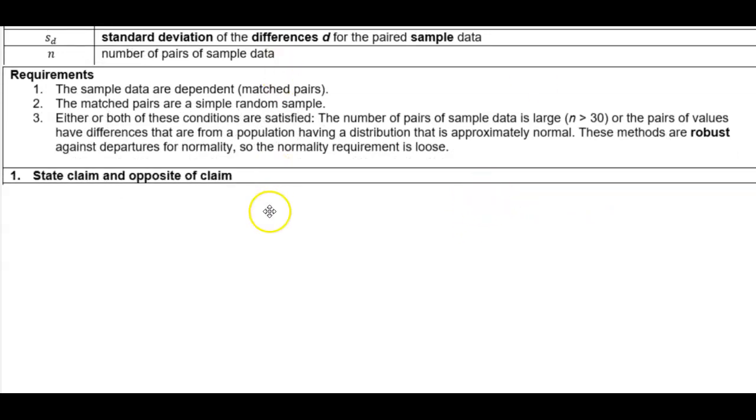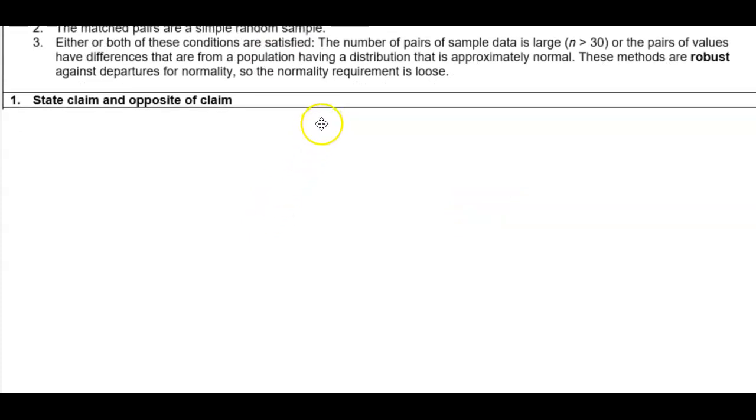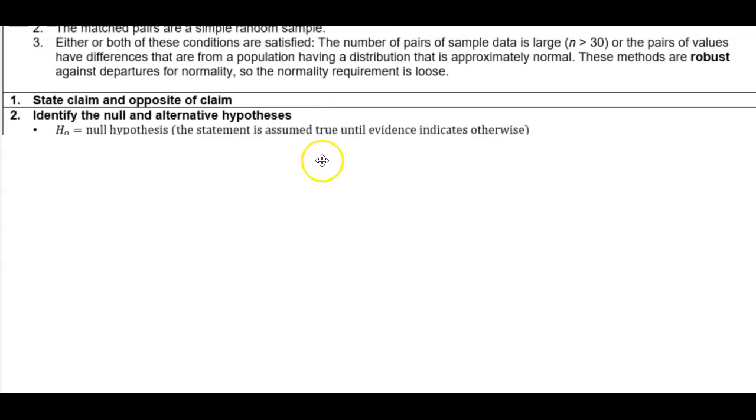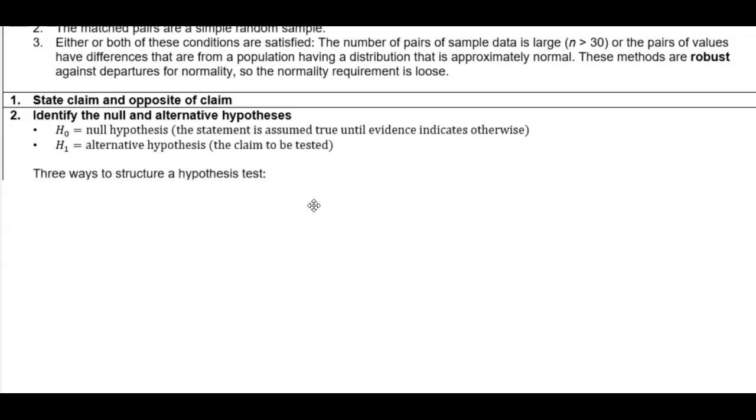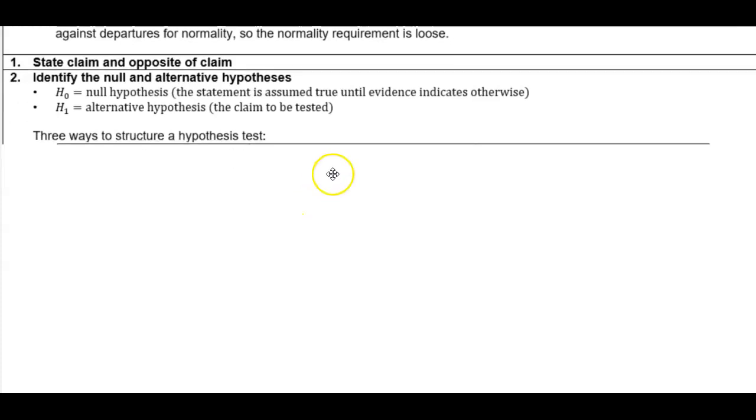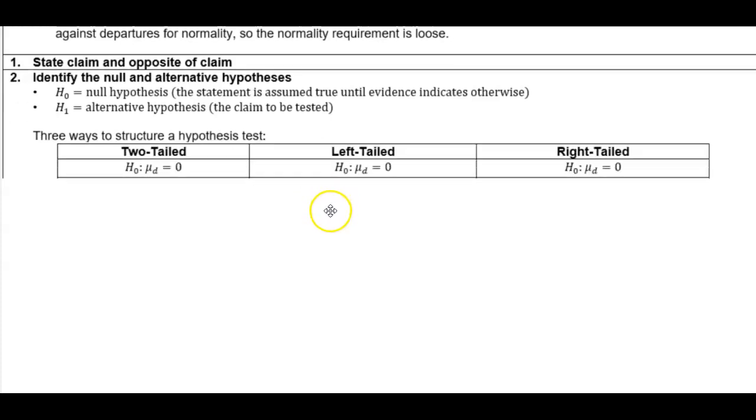Okay, so for step one, we want to state the claim and the opposite of the claim. Step number two, we want to identify the null and the alternative hypothesis. The null hypothesis is the statement assumed true until evidence indicates otherwise, and the alternative hypothesis is the claim to be tested. Now there are three ways to structure a hypothesis test with the differences: two-tailed, left-tailed, and right-tailed. The null hypothesis is the same for all three: the population mean of the differences equals 0.